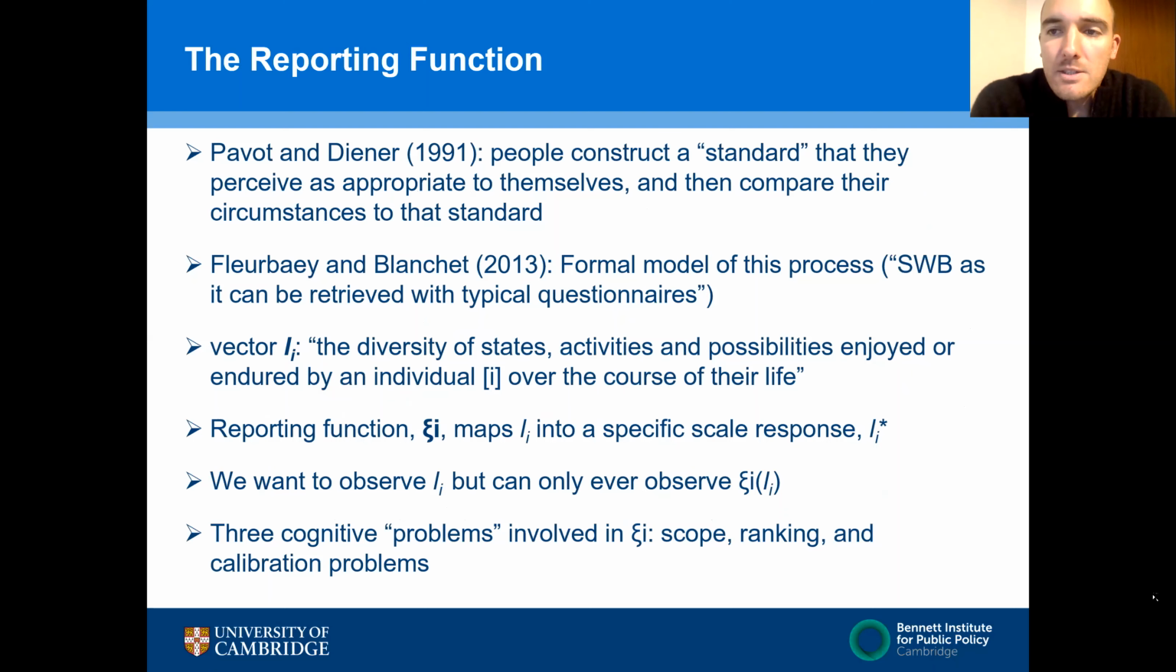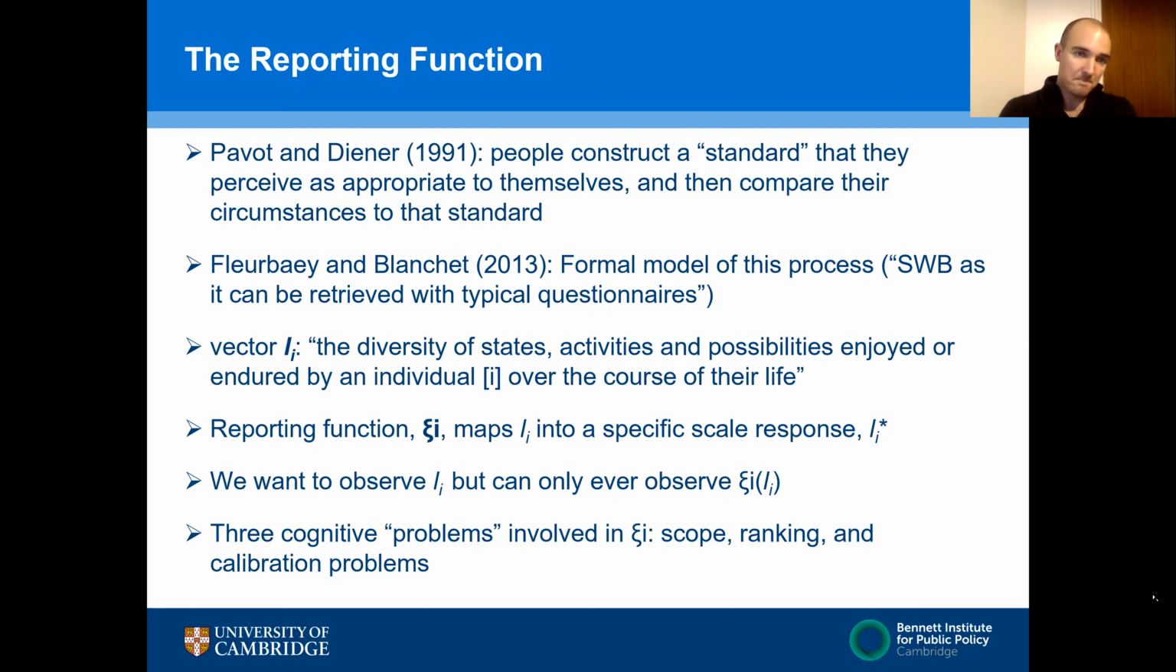I don't think this notion has been explored very much in psychology in a formal way. But one of the closest descriptions of it I've come across is in Pavitt and Dana from 1991, where they say that people construct a standard that they think is appropriate to themselves, and then they compare their life against that standard. So Flaubert and Blanchet, who are two fairly mainstream welfare economists, in 2013 formalized this model and tried to mathematize it and make it cleaner. And the model that they present is how subjective well-being can be retrieved with typical questionnaires.